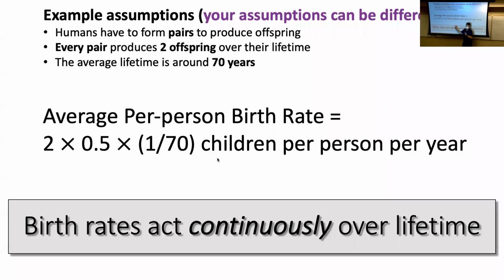So 1/70 is a lot smaller than 2. But this is again a little bit more realistic. And so the units here, again, are children per person per year.